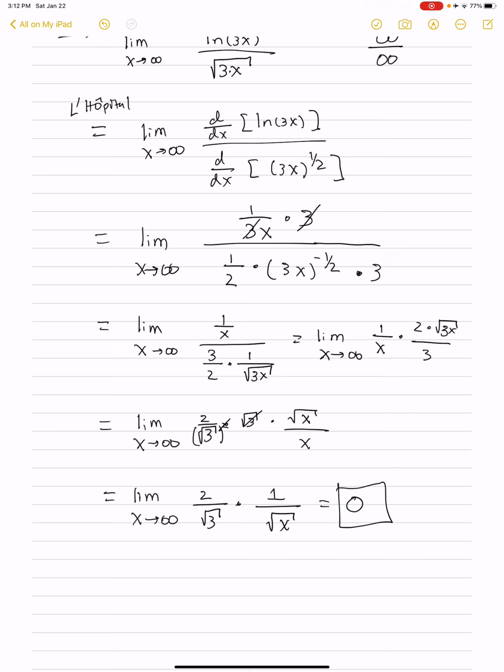Okay. Well, that's the examples I want to go over. There are other forms of L'Hopital's rule that I'll be going over in different videos.